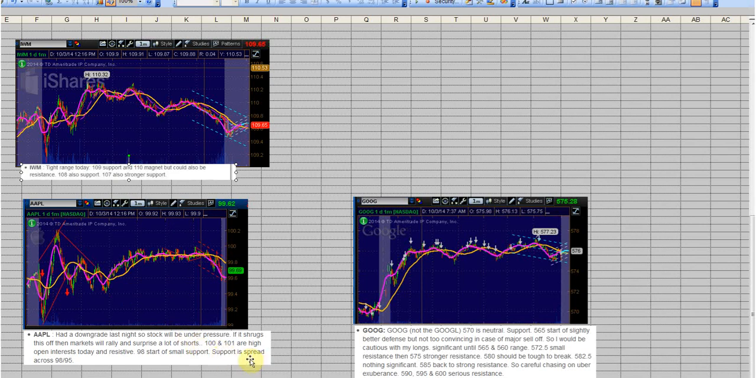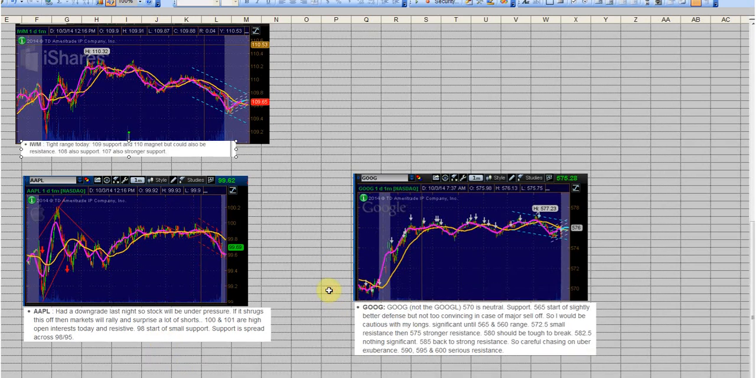I said support was spread. There was no line of defense. It was spread between 98 and 95. All this information is good for the week, but I update it daily, so it's very useful information. To me it is. I use it. I refer to my own notes all the time.